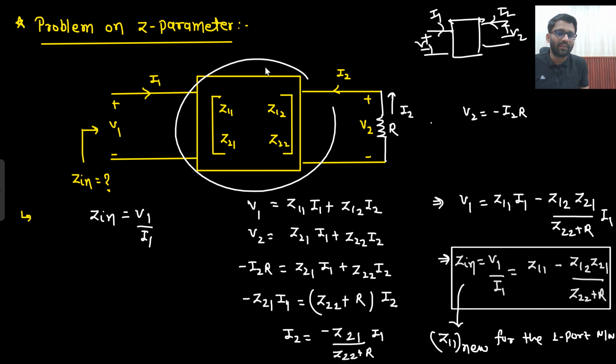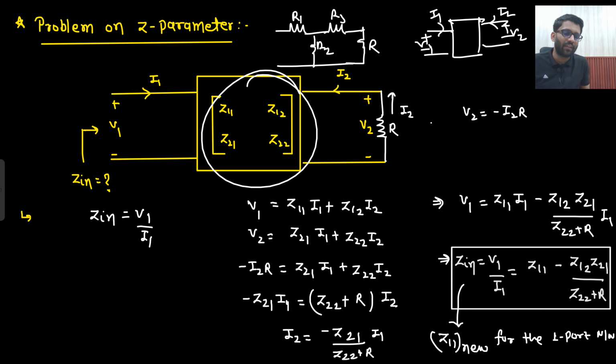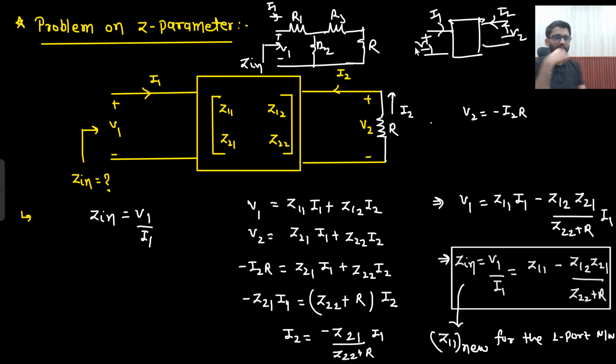Let's just say this was some T network, with R1, R2, R3, and the other end of this T network is connected to some R. Now what you are doing? You are applying some V1 here and getting I1 out of it, and then you are calculating Z in. So this is a one port network only.